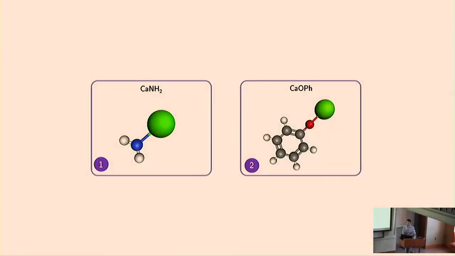So, okay, with that background underway, I'm going to tell you the story of 2 molecules that we've chosen to work with. The first one is CaNH2, which is, to our mind, the simplest C2V asymmetric top that we could work with using our techniques. And then the larger molecule that I'll talk about is calcium phenoxide, or CaOPh.